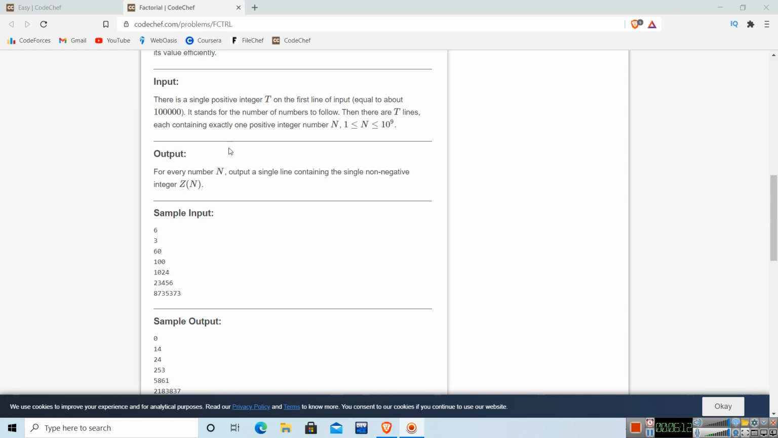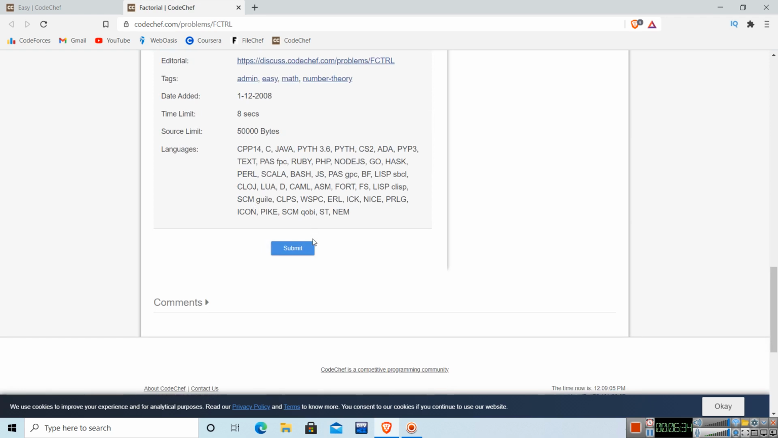That means we are having 1 zero at the end. So we need to find how many 5's are there in our problem. That would be the answer. If you see 3 factorial, 3 into 2 into 1, there is no 5. So it's 0. Here, 60 factorial, 100 factorial, we cannot compute that, so let's write a program.